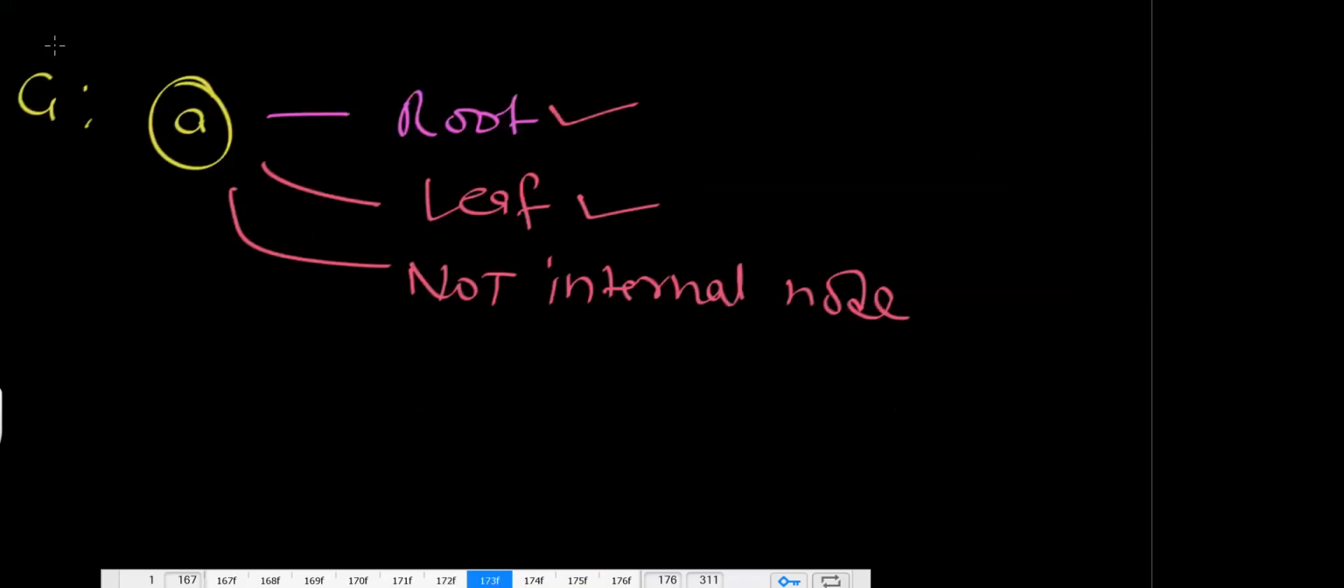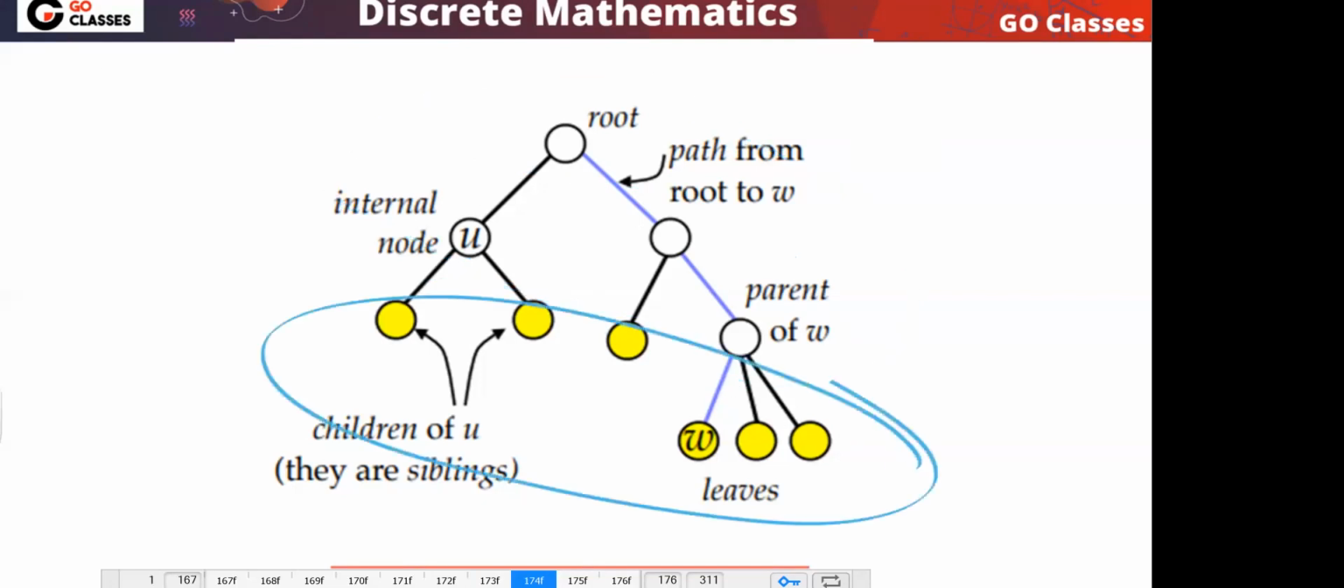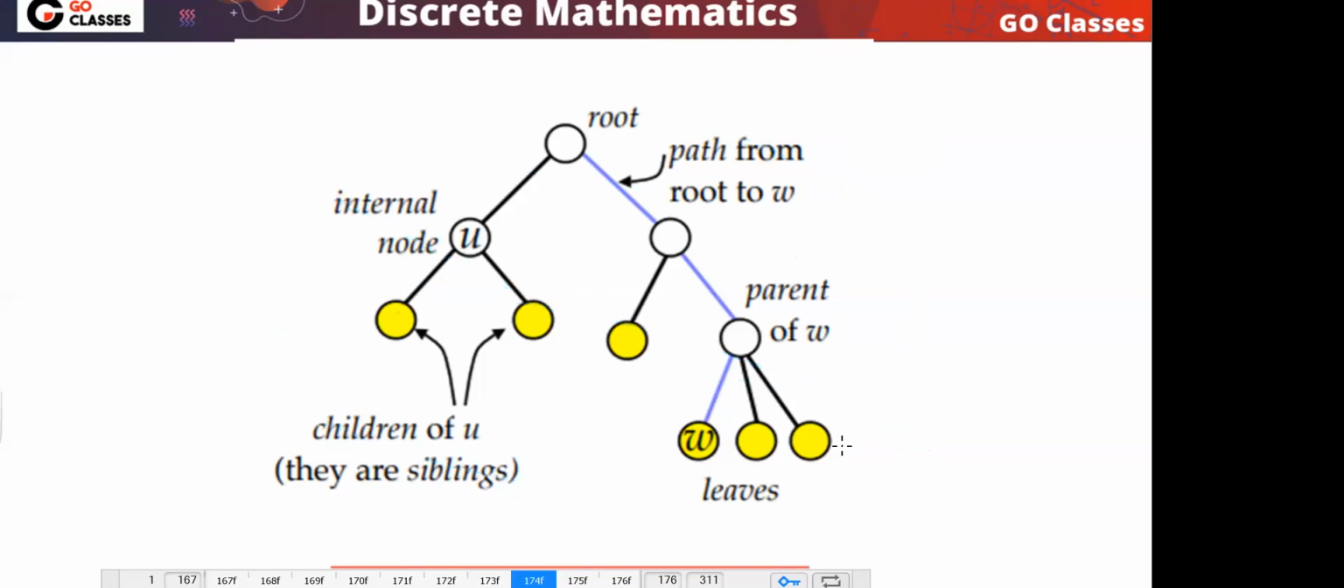Okay, so these are the siblings. These are the children of you. These are the internal nodes. These are the leaves. You can notice yellow is the leaf, and white ones are the internal nodes. This is the parent of W. This is the path from root to W.